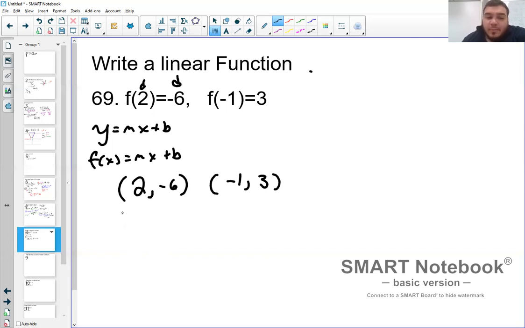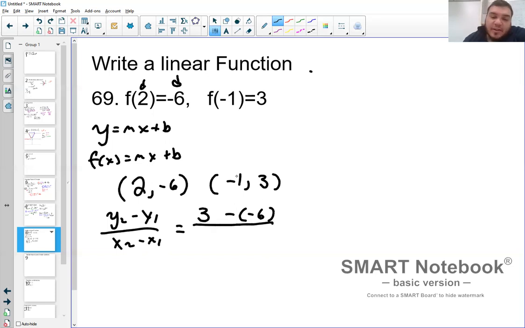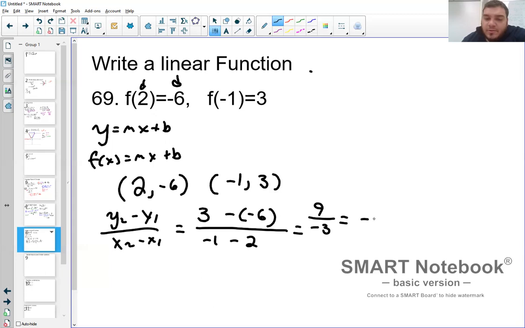So we're going to find the slope. If you don't remember the slope, it's y2 minus y1 over x2 minus x1. So y2 is 3 minus -6 over -1 minus 2. Again, we're just finding slopes. So that's 9 over -3, which reduces to -3 as my m.